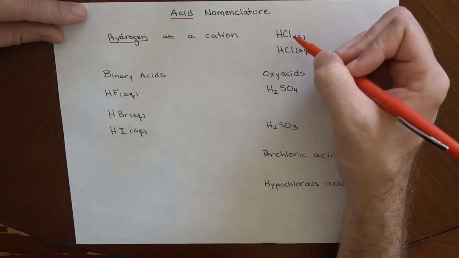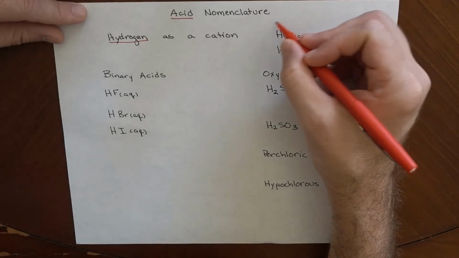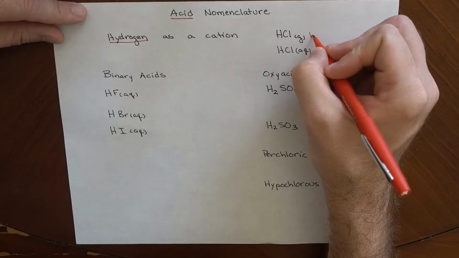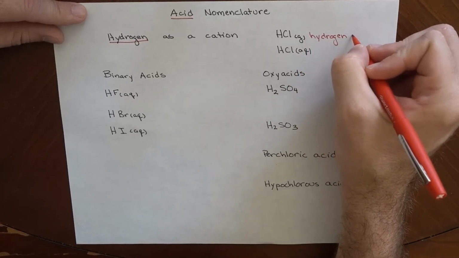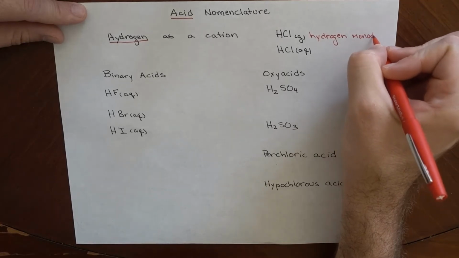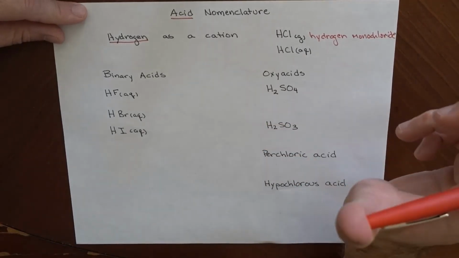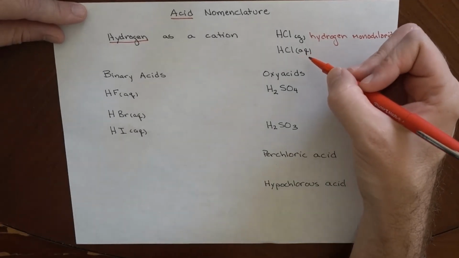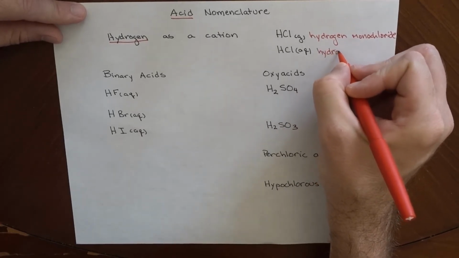So if we see HCl and it's there as a gas, this we don't regard as an acid per se, although it would have acidic properties. So this would be hydrogen monochloride. Okay, but if we have it as an aqueous solution, that is in water, it is definitely acting as an acid. And so this would get the name hydrochloric acid.